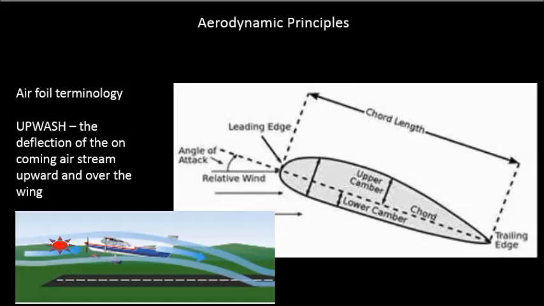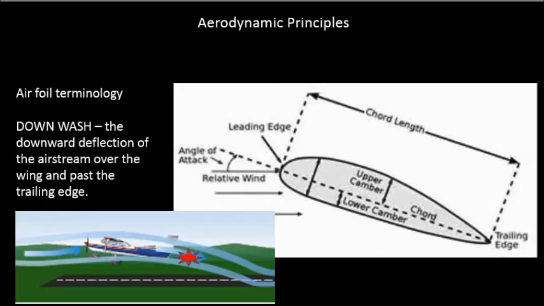Airfoil terminology. Upwash. As this plane flies through the air, air actually has to rise up to meet the wing. That is called the upwash, the deflection of the oncoming airstream over the wing. So it actually rushes up to meet the wing and then flows over the top.